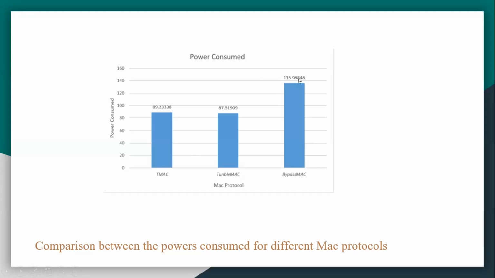while bypass MAC consumes the most power with a value of 135.99848. In the figure comparing the power consumption of different MAC protocols, based on these findings, it's evident that tunable MAC is the most energy efficient MAC protocol among these 3 protocols tested in our experiment. It consumes the least amount of power, making it a favorable choice for optimizing energy consumption in wireless sensor networks for forest fire detection application.